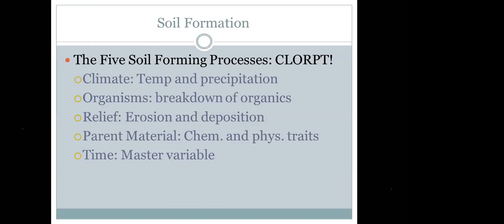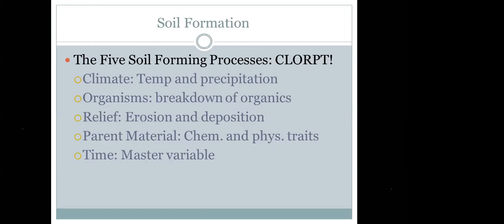What are these factors? Well, the CL in CLORPT stands for climate, which is basically a measure of the average temperature and precipitation and its ranges for an area. O is organisms. R is relief. P is parent material. And then lastly, T is time. I'll go through each of those one by one to show you how they affect soil formation.